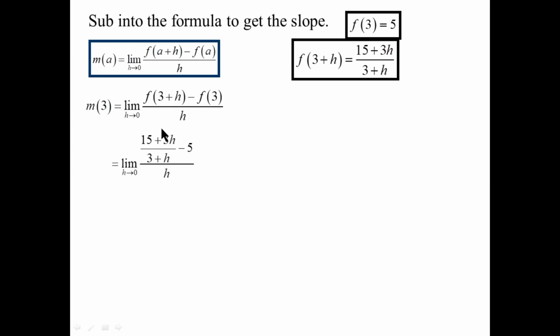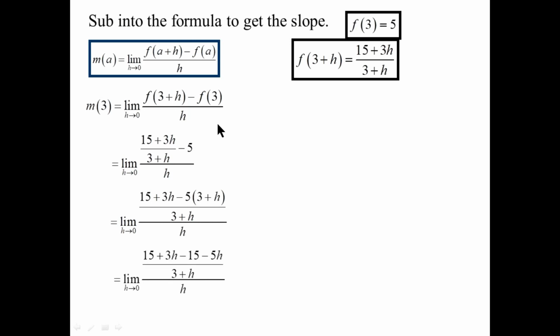Now we have to simplify this expression. And that means you're going to have to subtract fractions with a common denominator. Multiply out the numerator and collect like terms. Now this h is actually h over 1, so it'll be times 1 over h, because when you divide by a fraction, you flip the fraction and multiply. And of course, 15 minus 15 vaporized, and we've got 3h minus 5h is minus 2h. And those cancel.